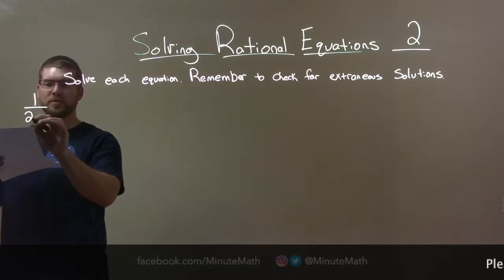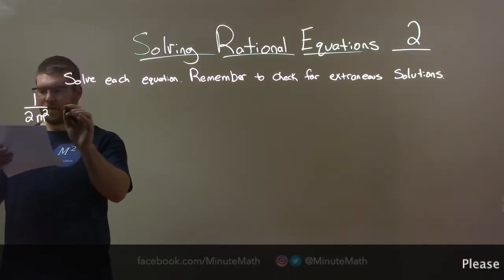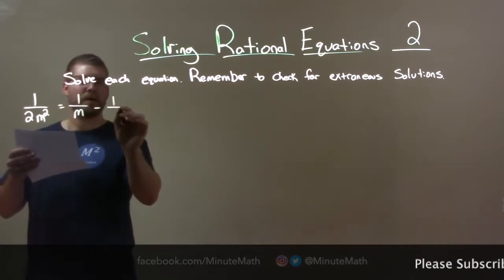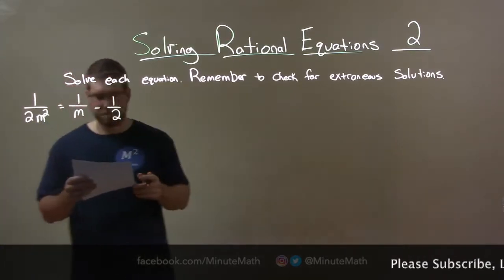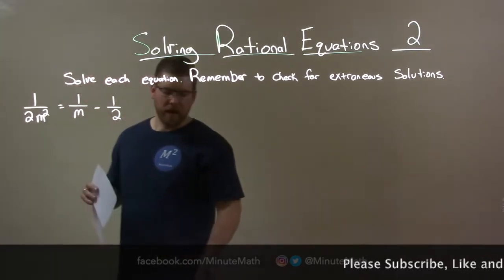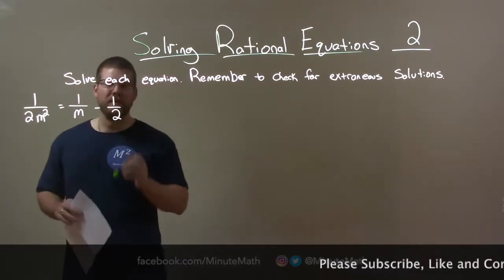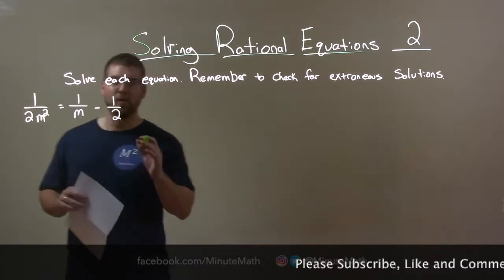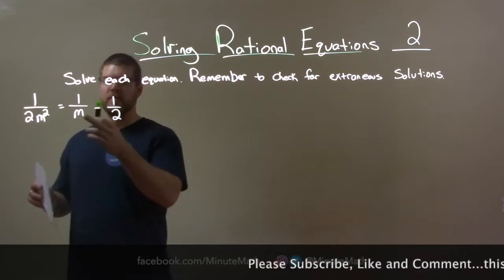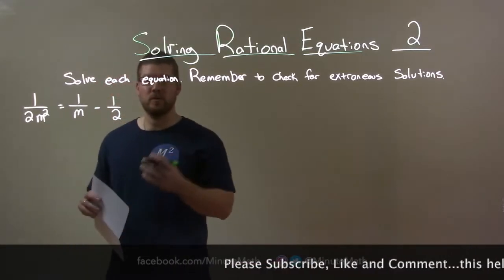1 over 2m squared is equal to 1 over m minus 1/2. Okay, so one thing we can do is we want to add these fractions together, but they don't have the same denominator. So we want to make a like base here. So what I'm going to do is make both bases together 2m.